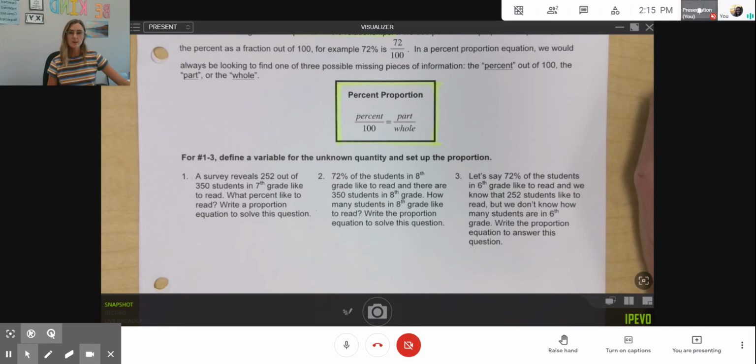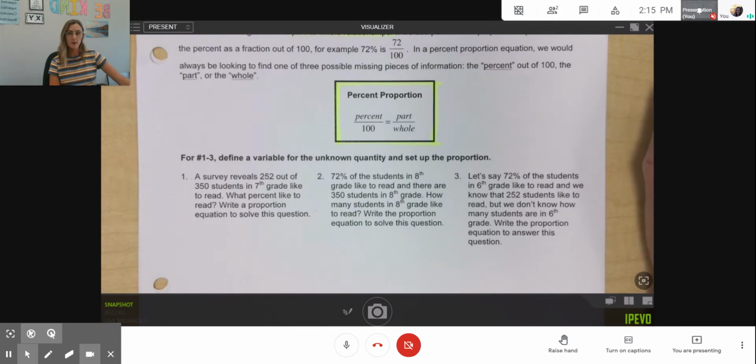So I want you to think about, it gives us a couple pieces of information here. Is it giving us the percent? Is it giving us the part? Is it giving us the whole? Try to figure out what this problem is giving us, and then try to write our proportion. You can pause the video now to try that yourself.